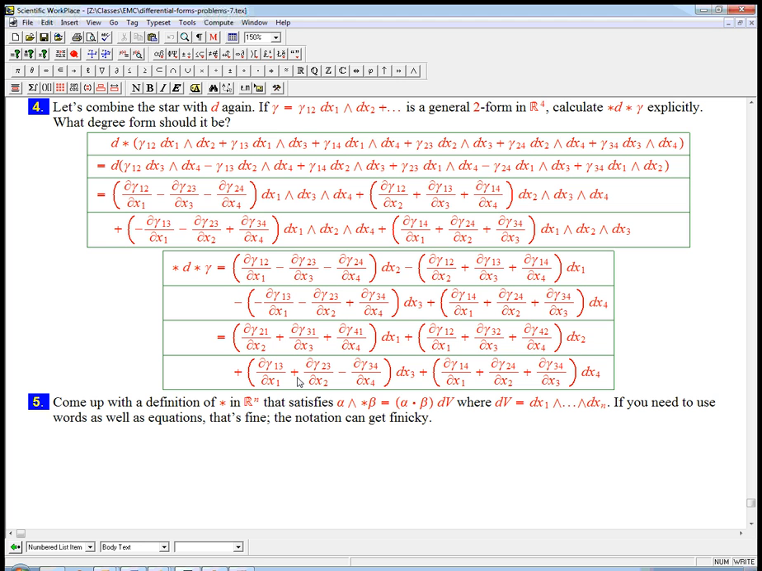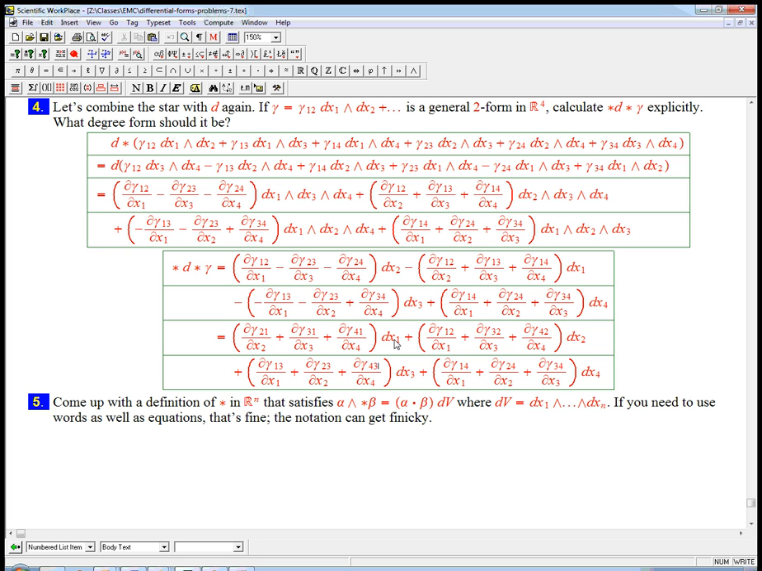Then this one already matches. This one, the second slot already matches. Here, guess what? I need to switch it, and that produces a minus sign. And here, all of them already happen to match. And so this gives us a pretty good hint as to what this might generalize to in higher dimensions. Maybe this is the general rule.